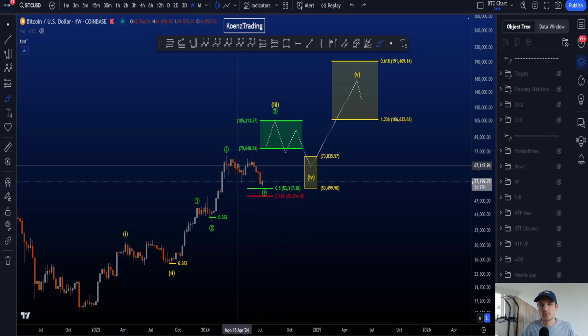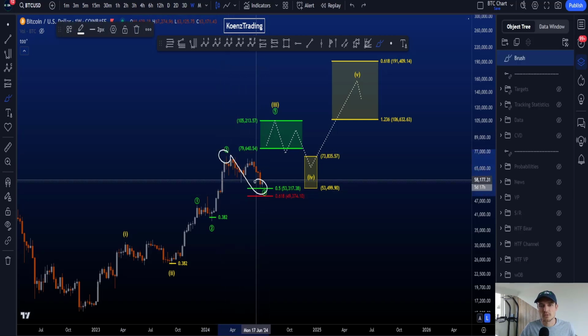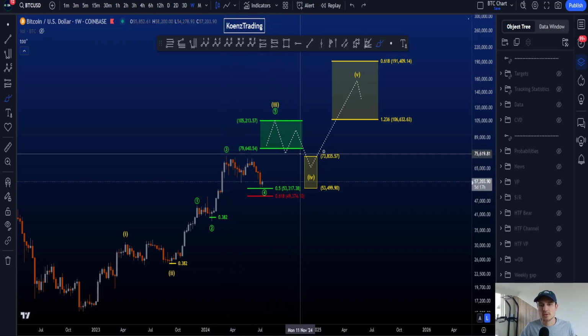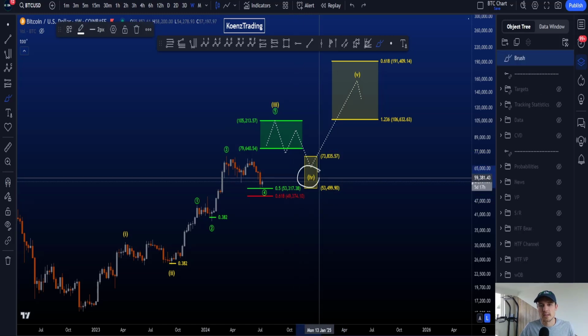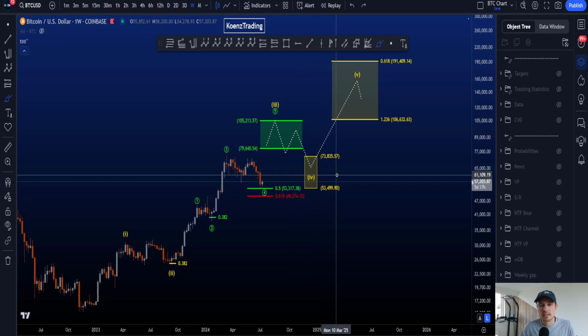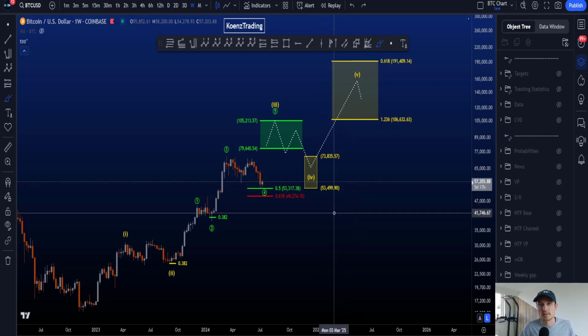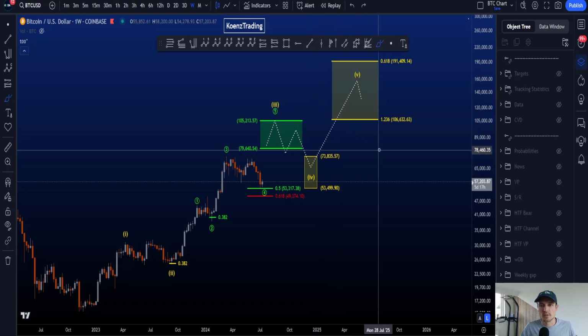So what you can do is simply take a measurement from the start to the end of your wave 4, from the high to the low of your wave 4, and use this as a potential target area for your higher degree yellow wave 4, which currently then is between 73.8k and 53.5k. After this wave 4, we're looking for a wave 5 to the upside.